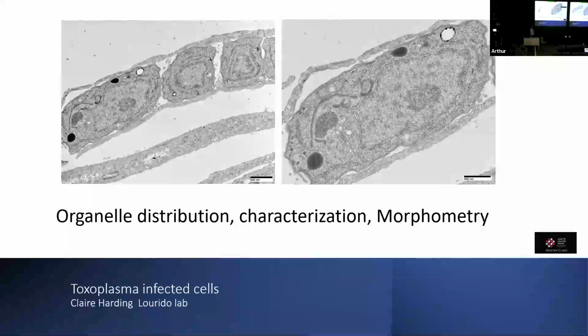We're generally asking questions about organelle distribution. We're characterizing an effect from a transfection or a drug treatment, or looking at morphometry, where we're counting how many incidences of occurrence may happen in a population of cells.